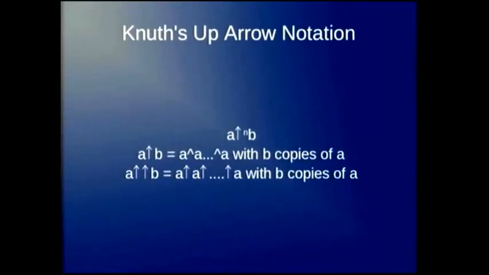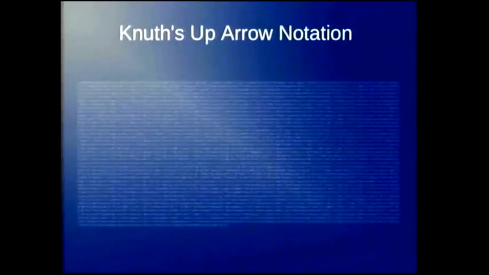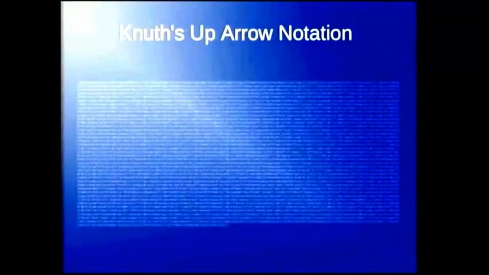And there is a construction where you can take two arrows, A arrow arrow B, and expand it into A arrow B arrow B. But now we have 3 up arrow 3, which is 27. You do two up arrows, you get a great big number. Three up arrows, we end up with that. Which, by the way, will crash your laptop.